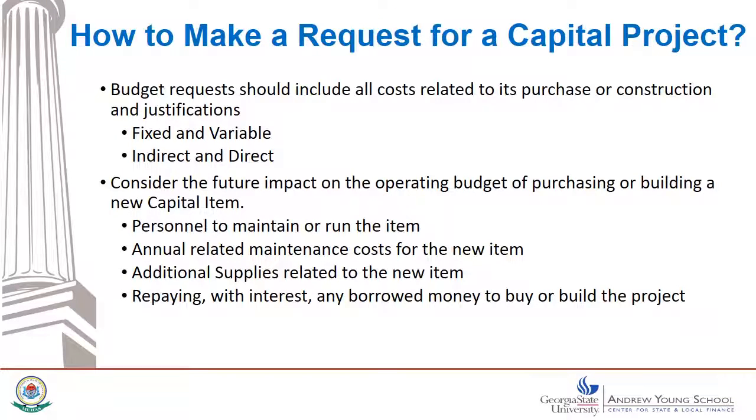Now we can look at the elements of a capital project request. Here are the common characteristics to include in such a request. The request should include all costs related to its purchase or construction and any justification for the project. It should also consider the future impact on the operating budget, such as the personnel to maintain or run the equipment, annual maintenance expenses, supplies to run the equipment, variable supplies tied to the number of users, and the annual payment to pay back over time any borrowed money.